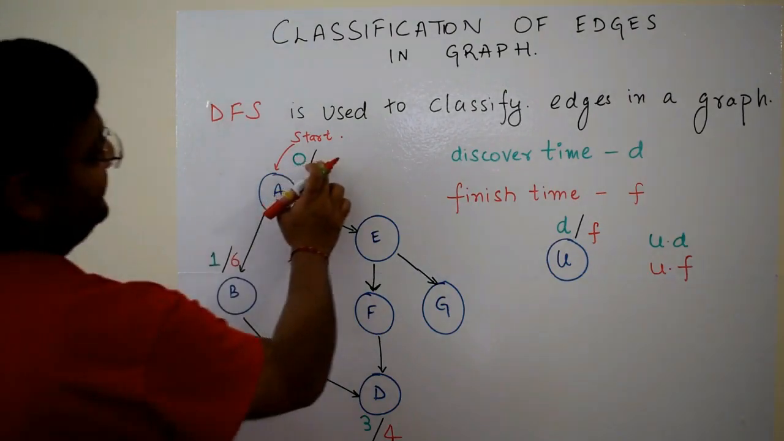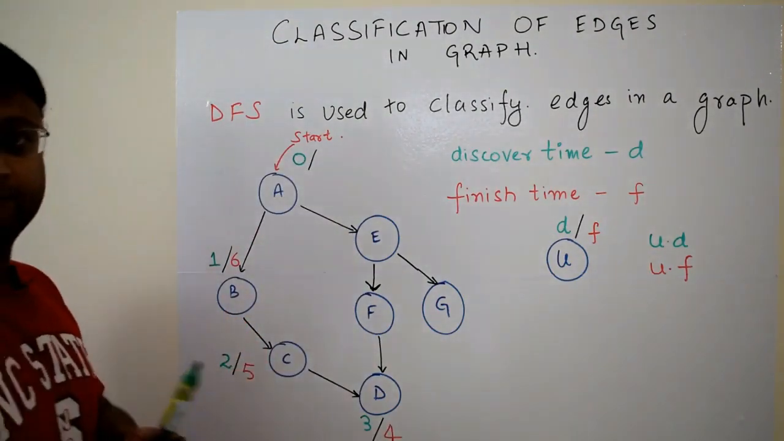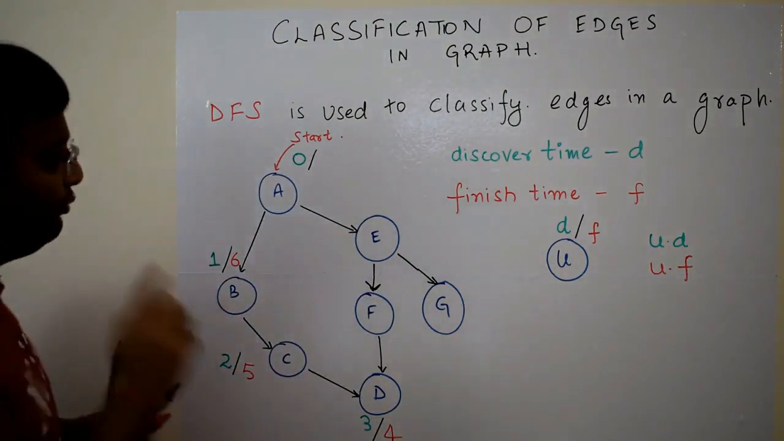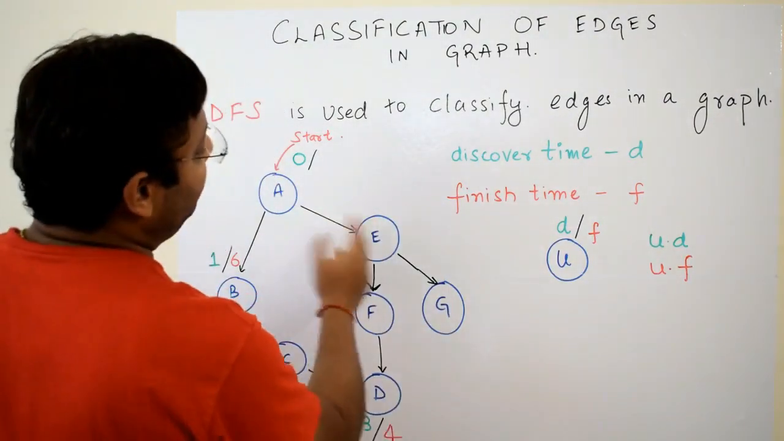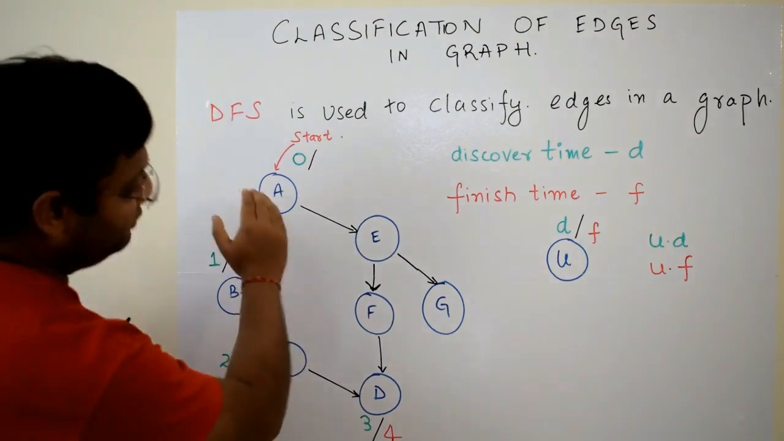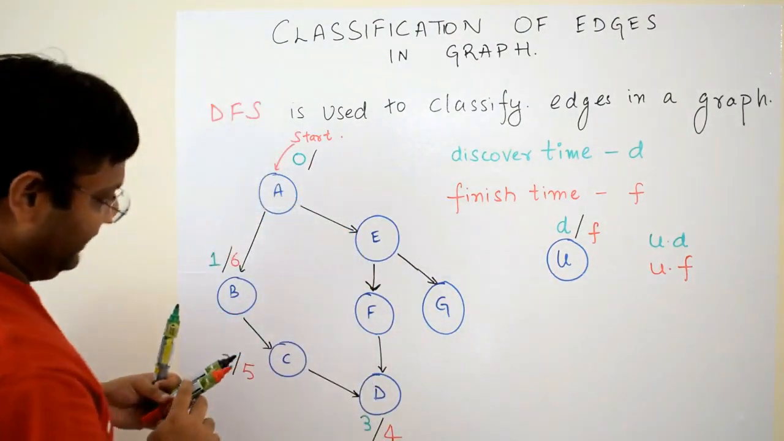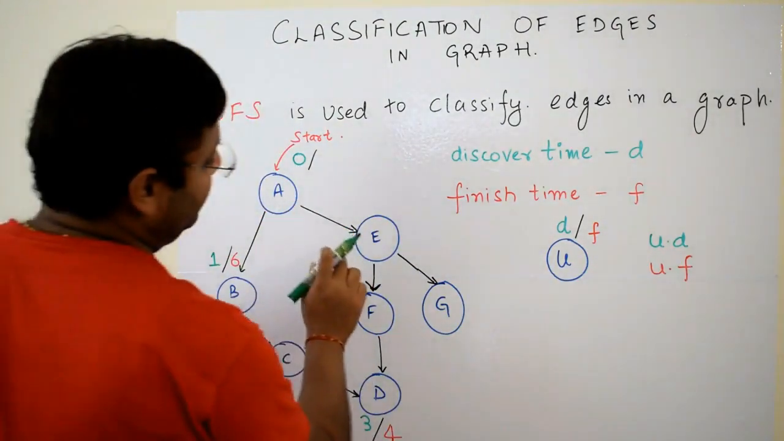And now, can I write 7 here? No. Yes, you are right, no. Why? Because there are still neighbors of A which are yet to be discovered. So we will try to explore this branch. And here we have encountered E.